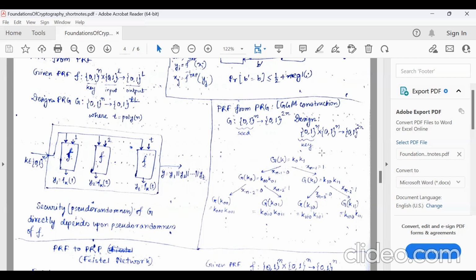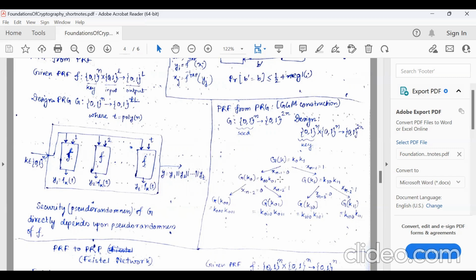Then, depending on the bit value at the 0th position of your input, you either go to left or go to right. Okay, so if your leftmost bit, say x_{n-1}, is 0, then you go to left and apply the PRG again on the first part of the output, that is K0. And if the leftmost bit is 1, then you go to right and you apply the PRG on the second half of the output, that is K1.